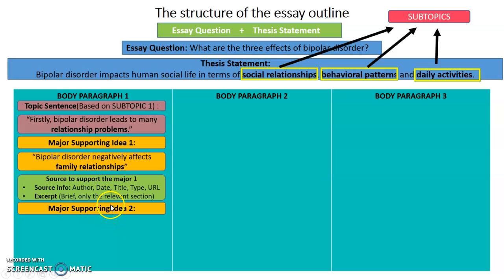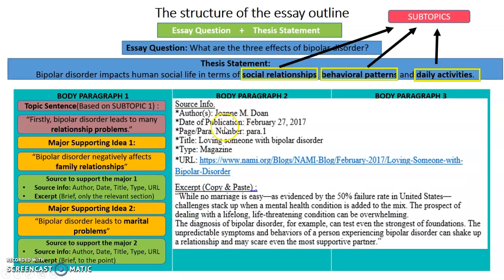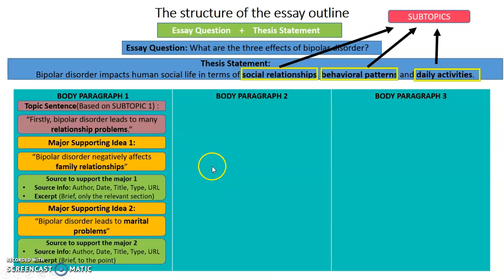And the second major supporting idea is bipolar disorder leads to marital problems. So our topic sentence is, it leads to many relationship problems, and under that we have family relationships and marital problems. Marital means related to marriage. And you need to come up with the source to support the second major. And this is an example. So author, date of publication, page, paragraph number, the title of the text, what type of resource is this? It's a magazine, URL, and the excerpt. Okay? So you have to do the same thing for body paragraph 2 and body paragraph 3.